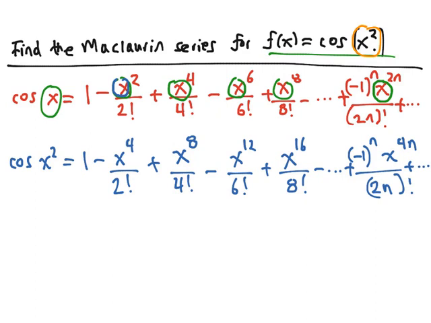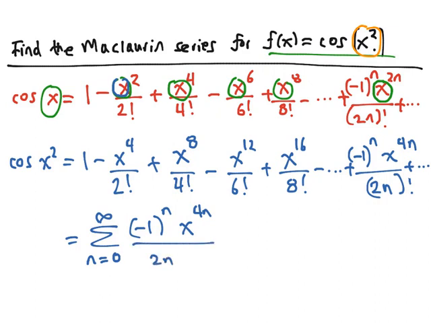So if I wanted to represent my power series using sigma notation, I would simply write from n is equal to 0 to infinity, and the nth term would be negative 1 to the n times x to the 4n over 2n factorial.